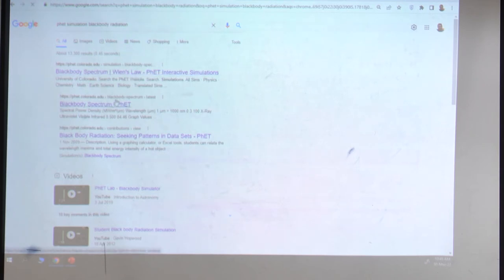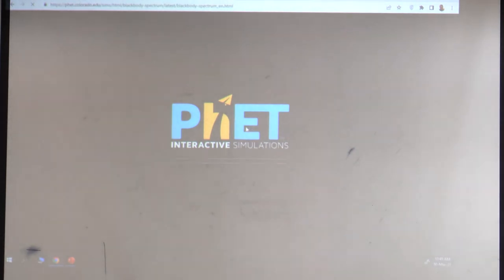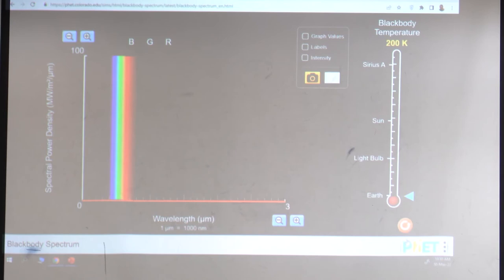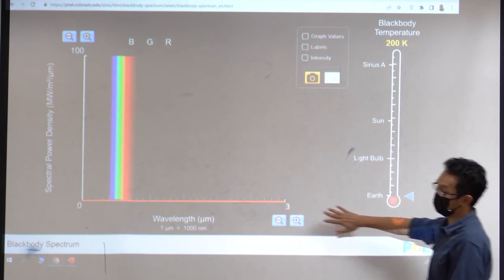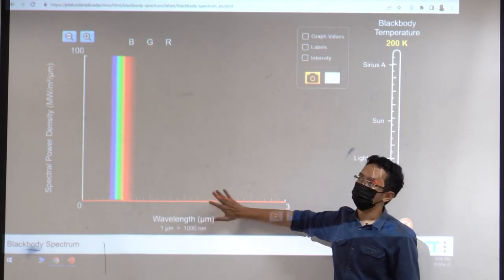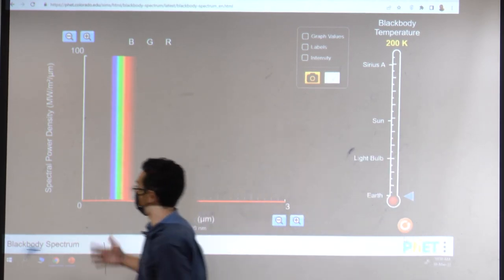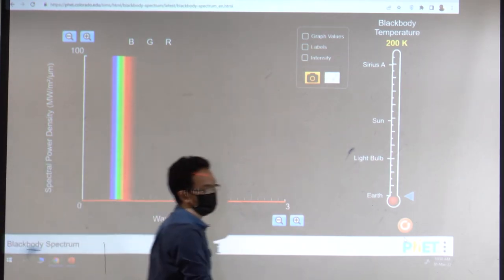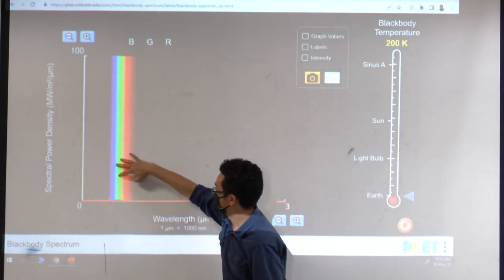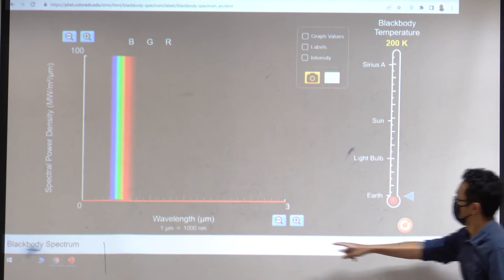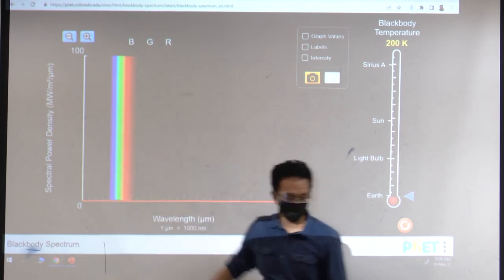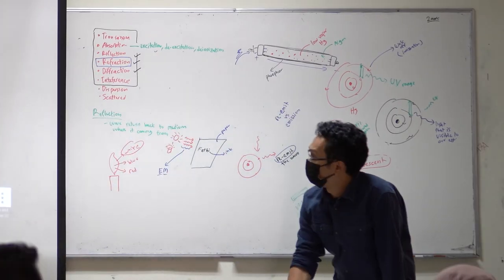PhET Colorado. So basically with this simulation, you can see easily. You can see here, this is normal temperature. Here is the wavelength. You know about wavelength, that's why we learn about waves, because a lot of things can be done with waves. And this is the spectrum, energy. This wavelength, now this is our visible light. This is in microns. So we know this wavelength for the visible light. So what happens when you try to heat something up?